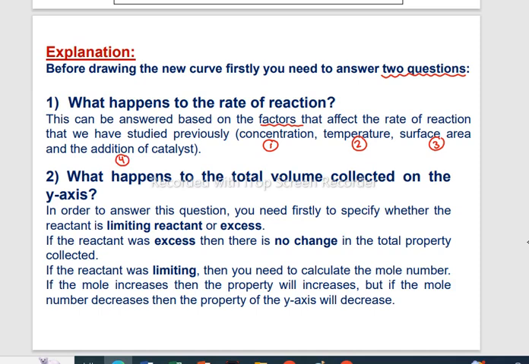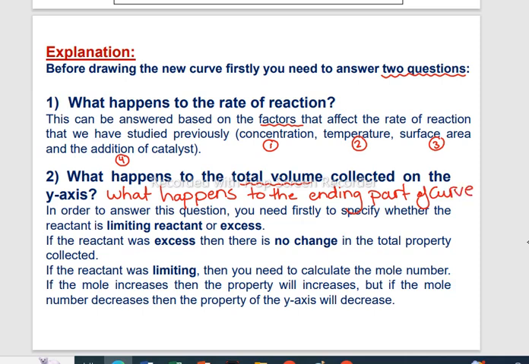Now, after answering what happens to the rate based on one of these factors mentioned inside the question, I need to go through the second question, which is what happens to the total volume or the total property collected on the y-axis. So it's actually what happens to the ending part of my curve.